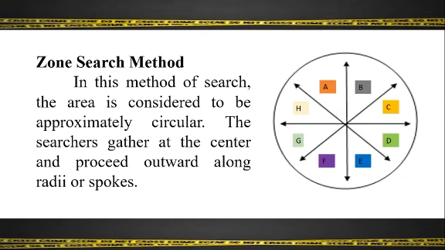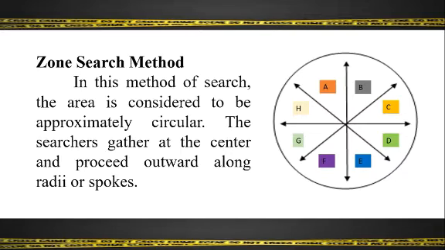Next, zone search method. In this method of search, the area is considered to be approximately circular. The searchers gather at the center and proceed outward along radii or spokes. So this method is only applicable to the larger outdoor scenes like fields, desert, or other such open areas. So it is divided into various zones depending upon the size of the crime scene.